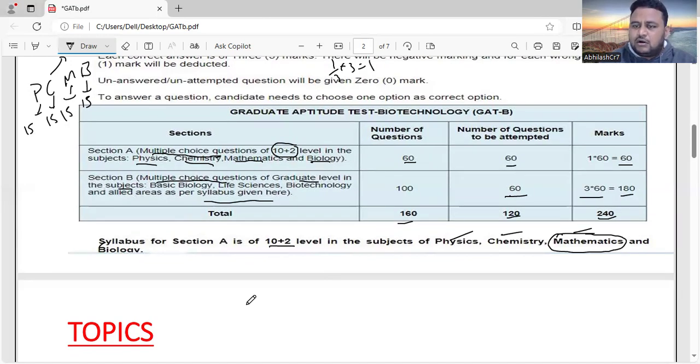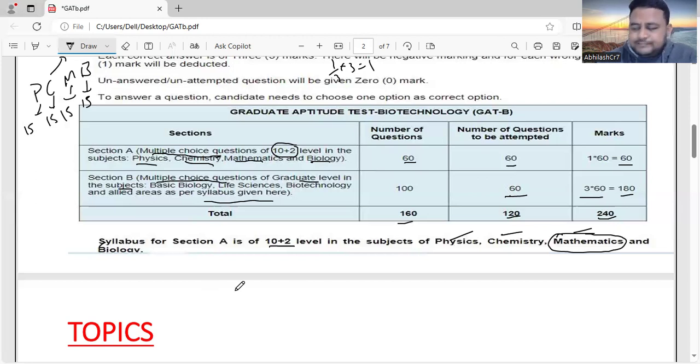So study all the subjects, physics, chemistry, mathematics, and biology, as per the given syllabus. This is very important, friends, because to get a very good rank or to clear the cutoff, section A is highly important along with section B. Most people concentrate on section B, but ignore section A. That is why we are coming up with these sessions covering section A also in a very holistic way, that too mathematics. Section A carries 60 marks.